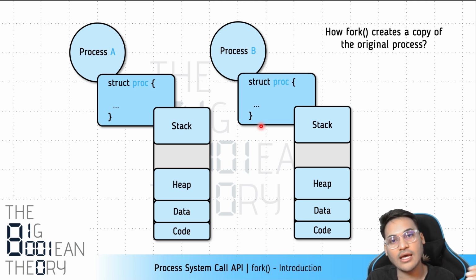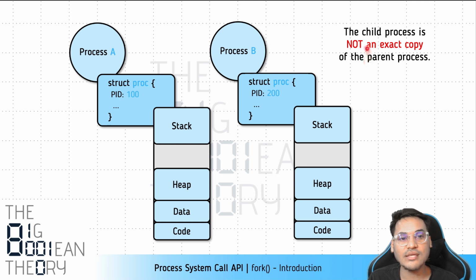So the new process has the same contents as the calling process. Now, a very important point, a small disclaimer, is that the child process is not an exact copy of the parent process. Although it is a copy, it is not an exact copy. There are some minor fields which are different in the child process. One of those fields is the process ID, right?